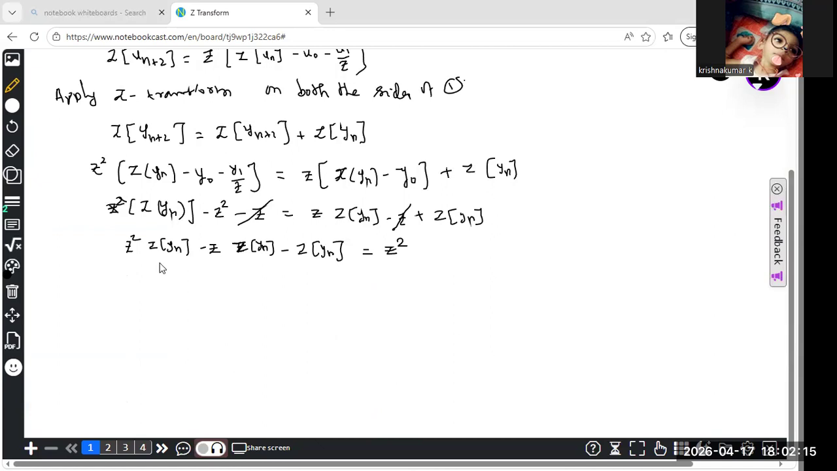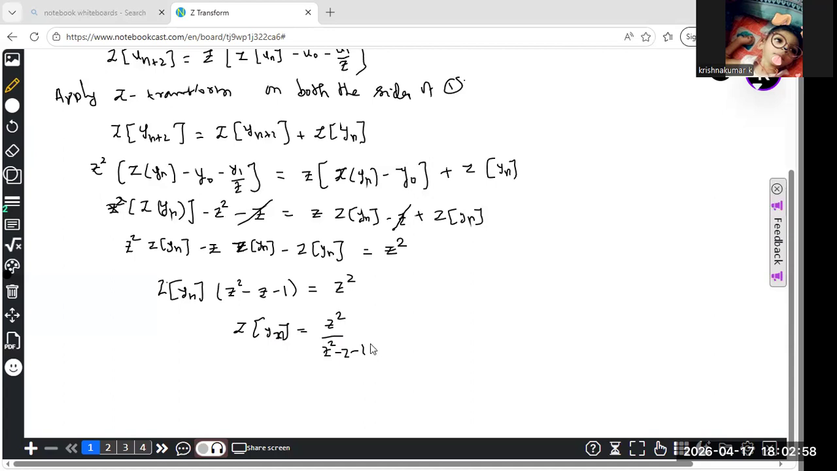So you take this z of yn commonly outside. Then this expression becomes z square minus z minus 1, and on the right hand side we have this z square. So now you find this z transform of yn. That becomes z square divided by z square minus z minus 1. Now you take the inverse z transform for this yn, then you can get the solution.